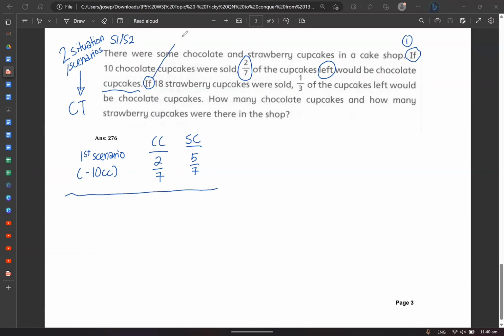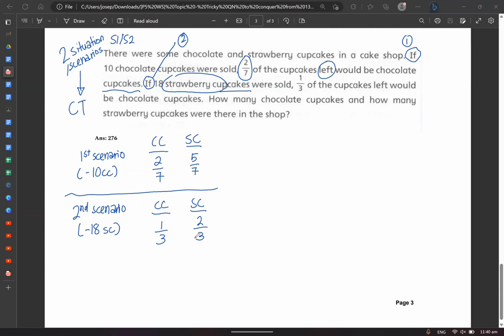In the second scenario, we write down the second scenario first. We say that 18 strawberry cupcakes were sold. So we minus 18. You all understand so far? And the chocolate cupcakes over here remain as 1/3, because I never sell any chocolate cupcakes in the second scenario. Do you agree? Once I'm done with this, I can confidently say that strawberry will be 2/3. Make sense?